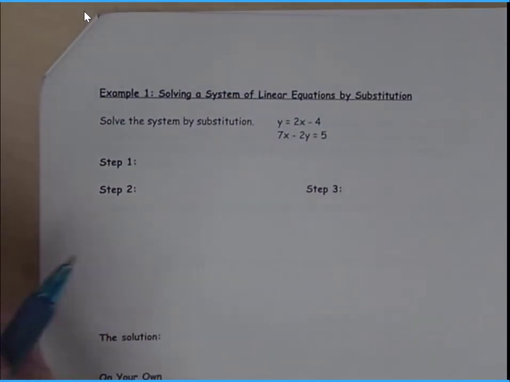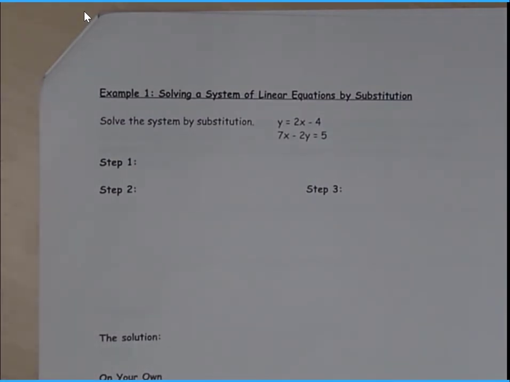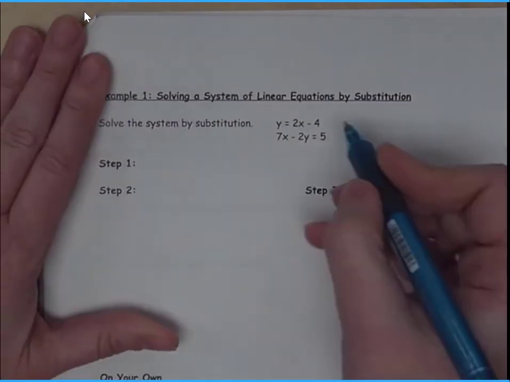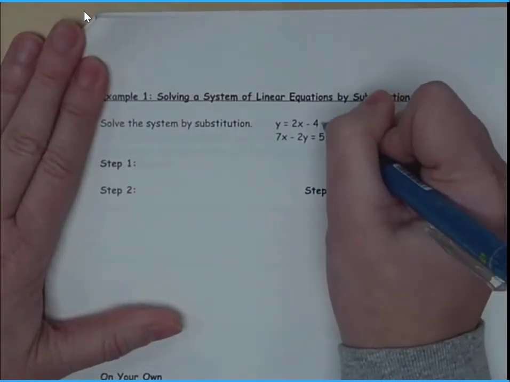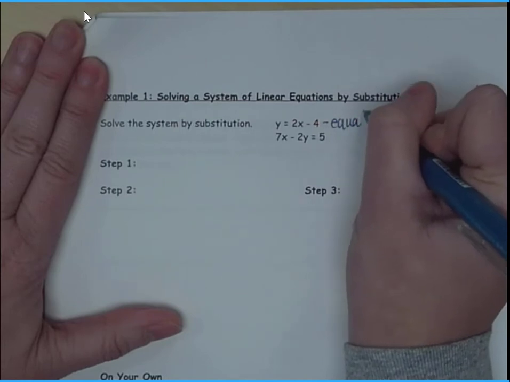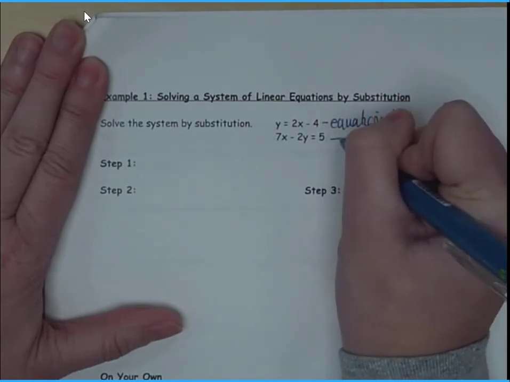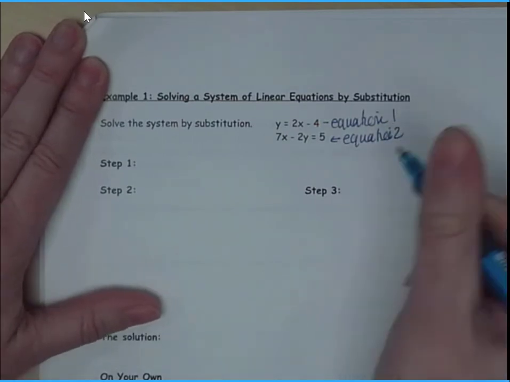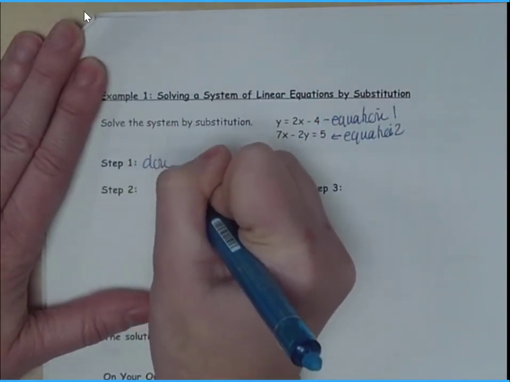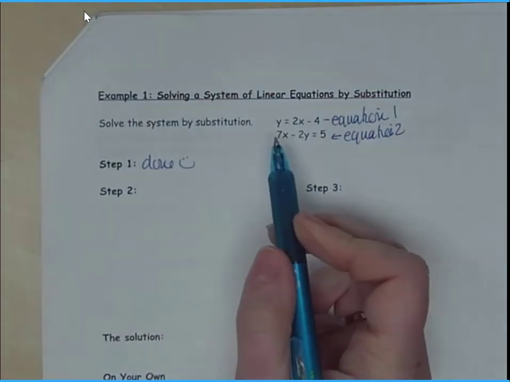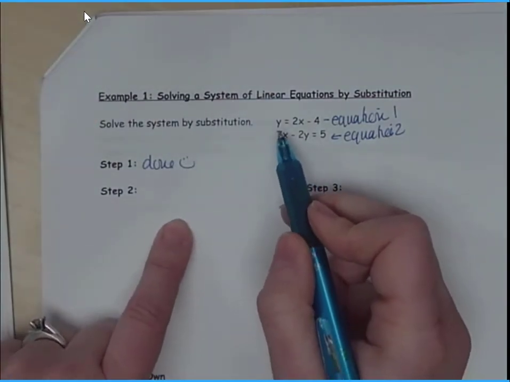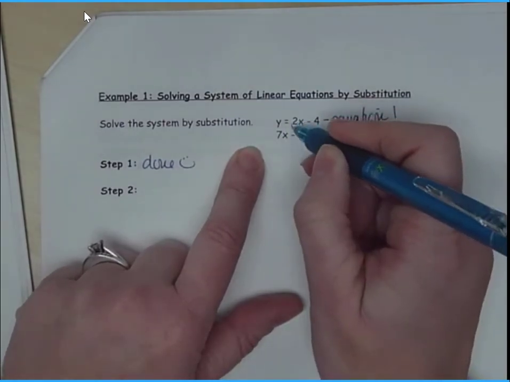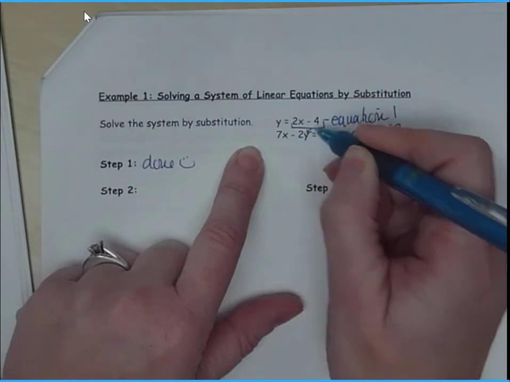Well, what's nice here is this step 1 has already been done for us. When I look, I've already got a variable by itself. So this is going to be my equation 1. This here is my equation 2. So step 1 is done for us already. How awesome is that? Now, this is telling me that y is equal to 2x minus 4. So I'm going to replace this with that y.